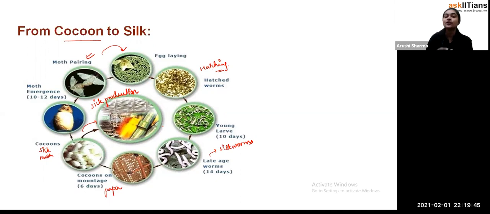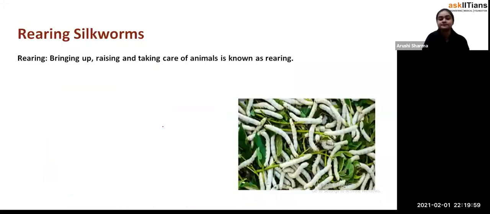So this is how we obtain the silk from the cocoon, and this is the whole process of the production of silk. I hope it's very interesting, and all of you got all of these things about this conversion of the cocoon to silk. Now rearing of silkworm is again the same, students, like bringing up, raising and taking care of the animals so that we can get the silk thread from them.